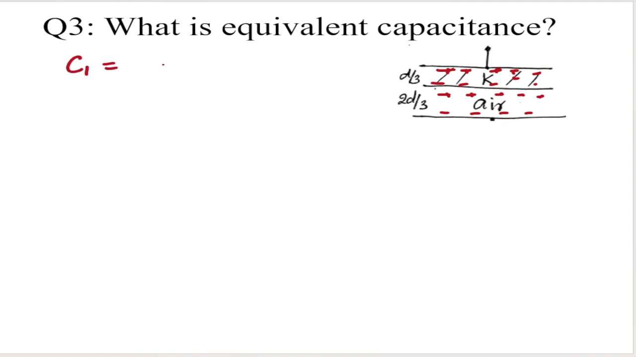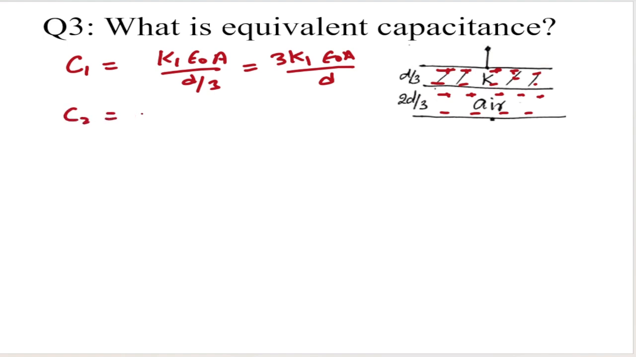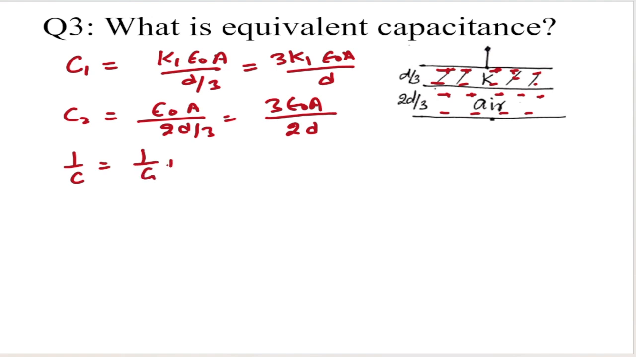So the value of C1 equals K1 epsilon naught A upon D by 3. Now we shift this 3 into the numerator: 3 K1 epsilon naught A upon D. C2 is epsilon naught A upon 2D upon 3, तो term आ गई 3 epsilon naught A upon 2D. Now this is series, so the equivalent capacitance is 1 upon C1 plus 1 upon C2. Now put the value of C1 and C2.